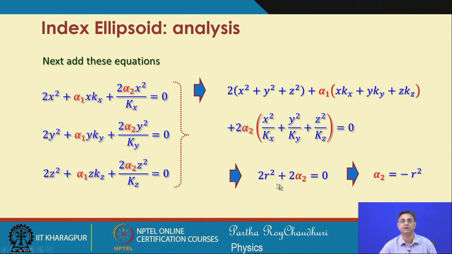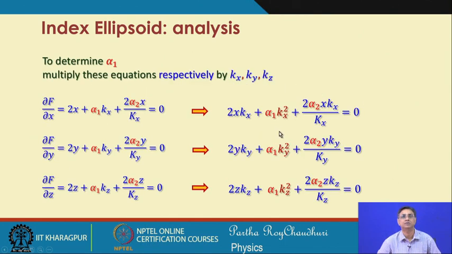So, that is what I have written, 2 r square plus 2 alpha 2 is equal to 0, which gives you that the alpha 2 value equal to minus r square. So, we have been able to find out one value of the two unknown constants, that is alpha 2 equal to minus r square, and the task that lies next is to calculate the value of alpha 1.